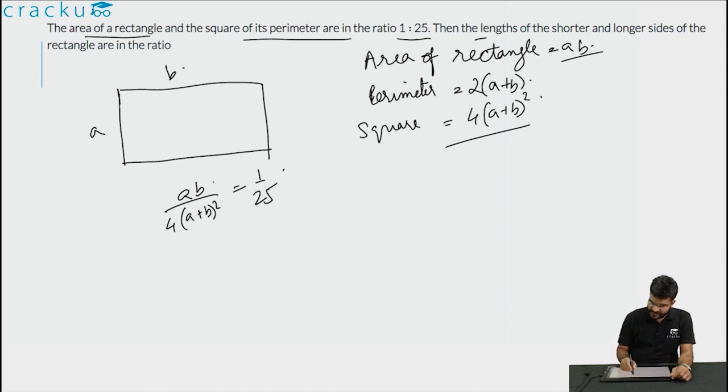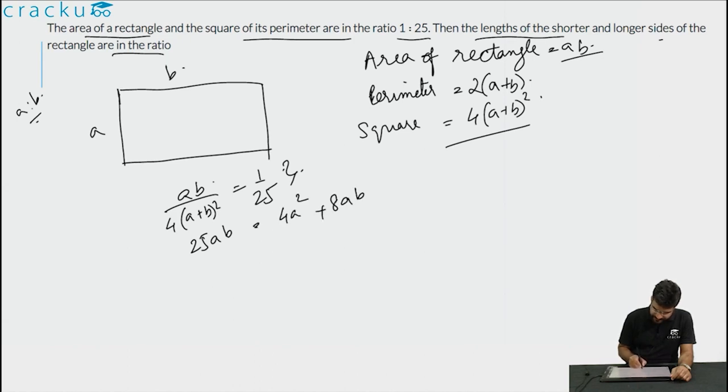We are required to find out the ratio of the lengths of the shorter and longer side. So we are required to find out the ratio of A is to B, where we can assume that A is greater than B. So let us first try to simplify the equation that is given and then try to find out what is needed. So this would imply that 25AB is equal to 4A square plus 8AB plus 4B square, or this will imply that 4A square minus 17AB plus 4B square is equal to 0.